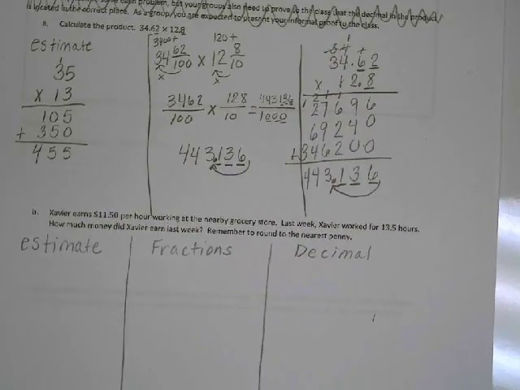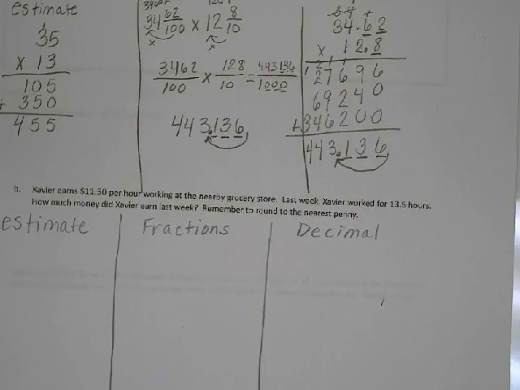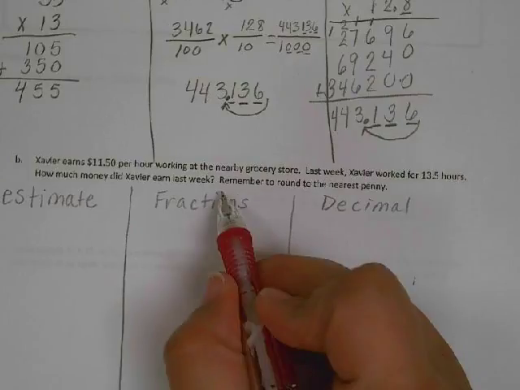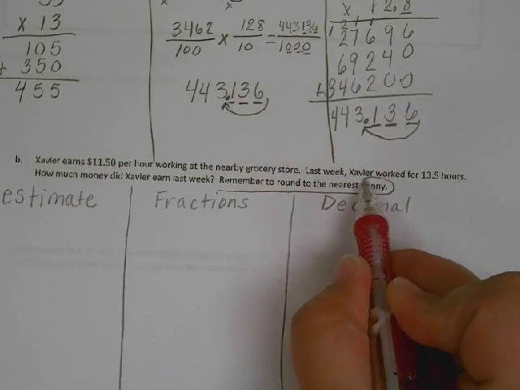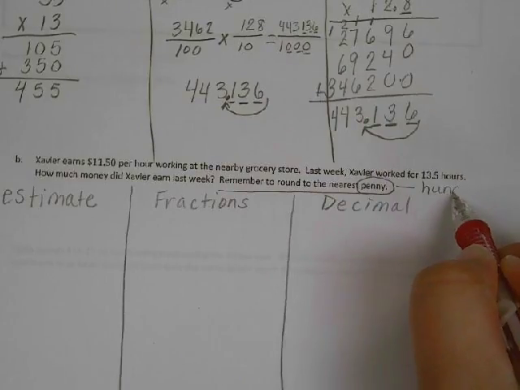So in this problem, it says Xavier earns $11.50 per hour working at a nearby grocery store. Last week, he worked 13.5 hours. How much money did Xavier earn last week? And then it says, remember to round to the nearest penny. So that means hundredths place.